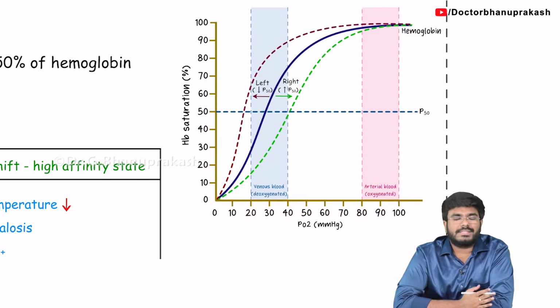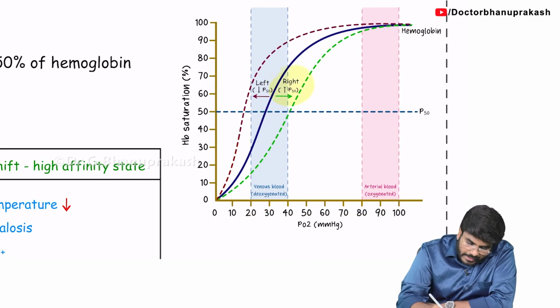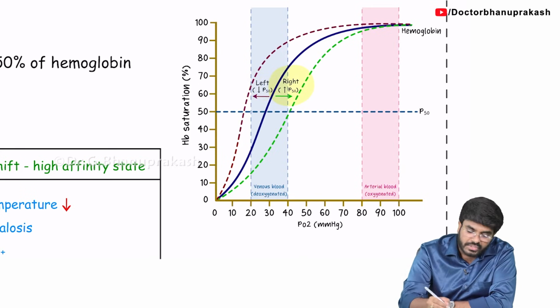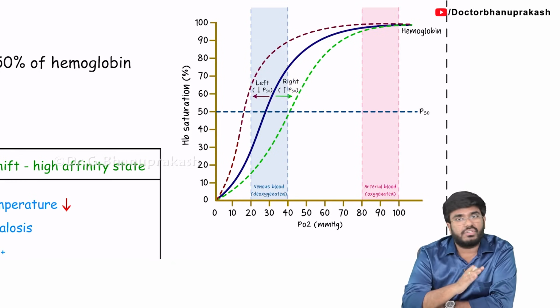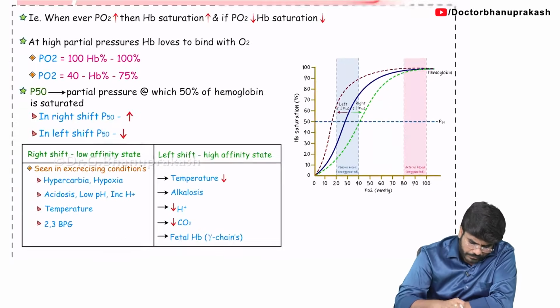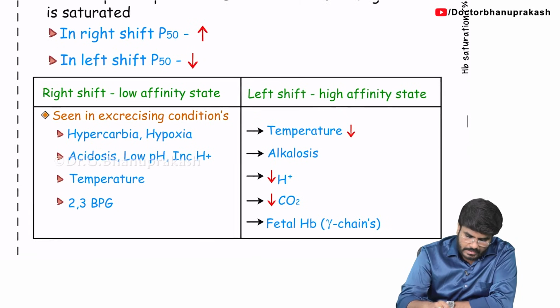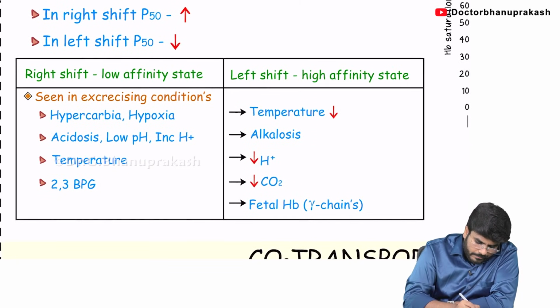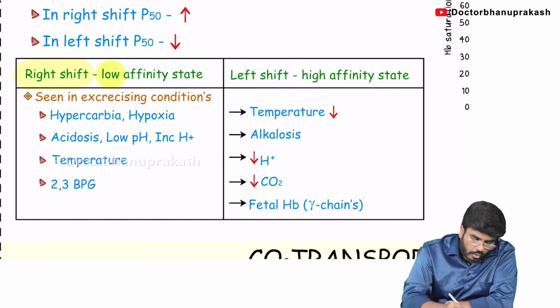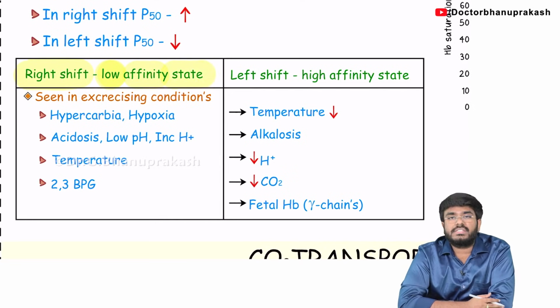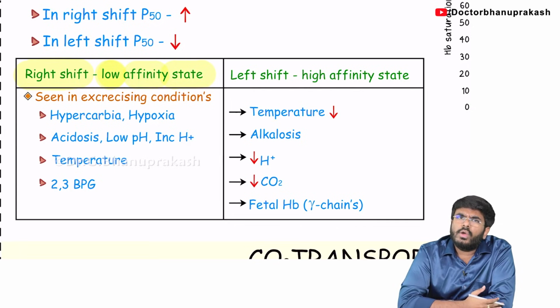Next, if you understand this, now let's look at what is this right shift and what is left shift, in which conditions you can have the right shift and the conditions where there is going to be a left shift. Look at this table. Guys, in this table, first we are discussing the right shift. Right shift is an example of a low affinity state. What do I mean by the words low affinity?